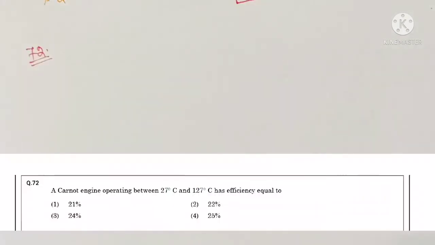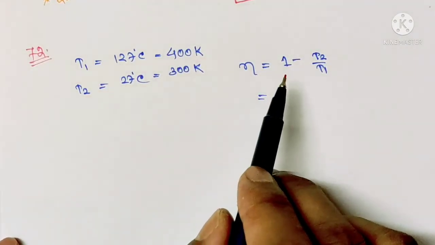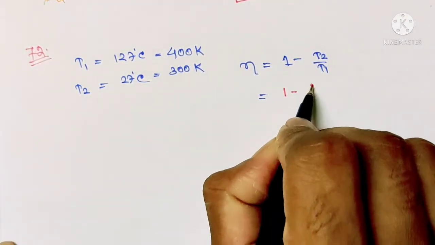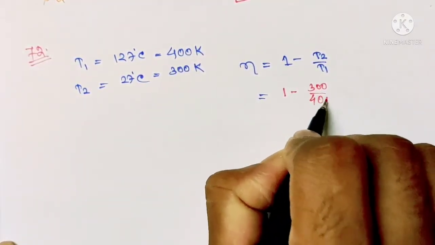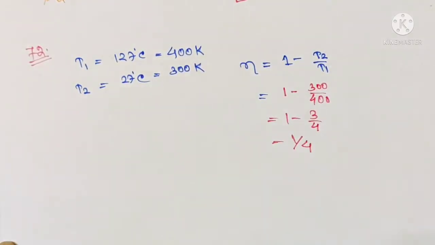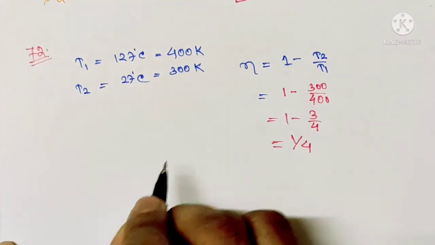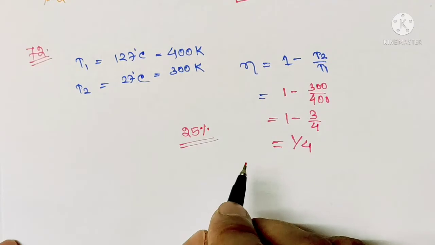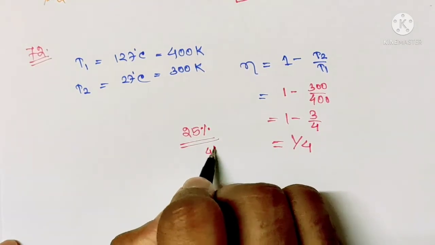Question number 72. A Carnot engine operating between 27 degrees Celsius and 127 degrees Celsius has efficiency equal to? We have efficiency equals 1 minus T2 by T1. So that is 1 minus 300 by 400, that is 1 minus 3 by 4, that is 1 by 4. So efficiency is equal to 25%. So your correct option is option 4.